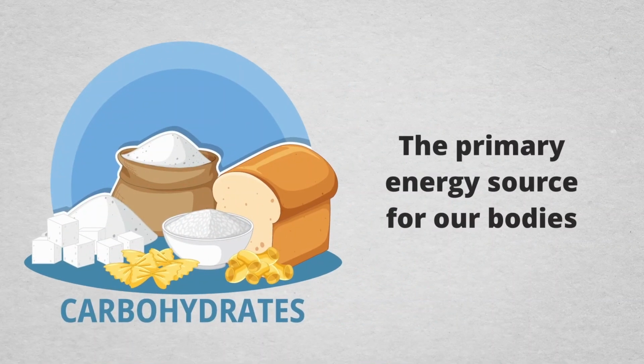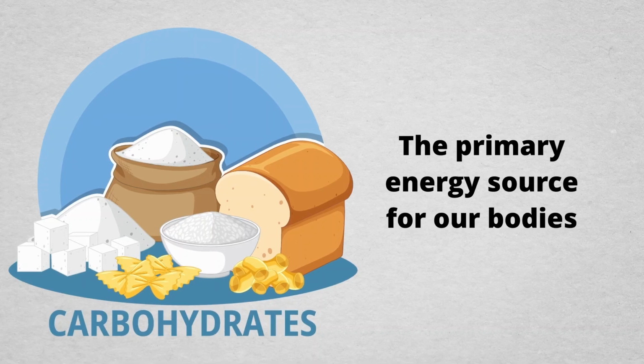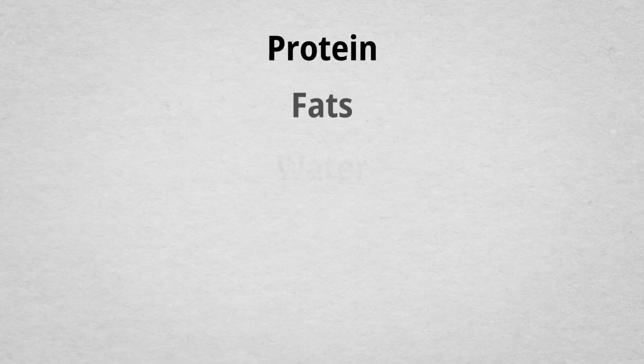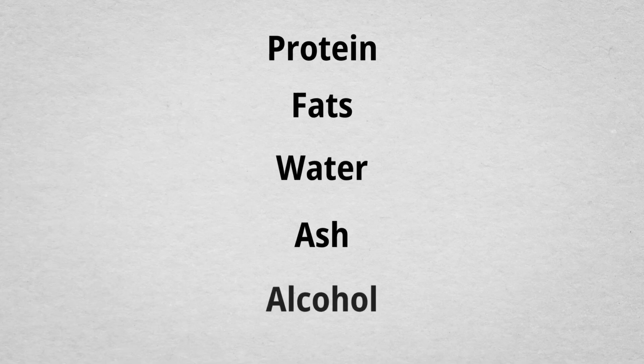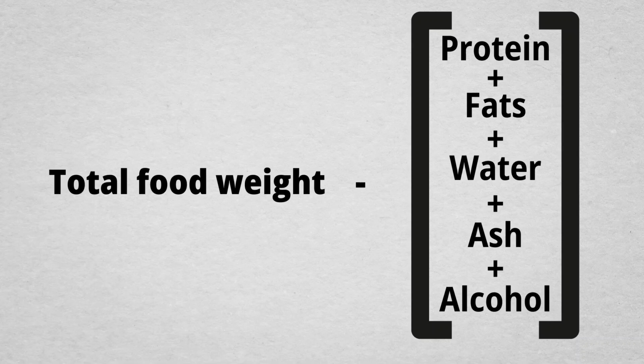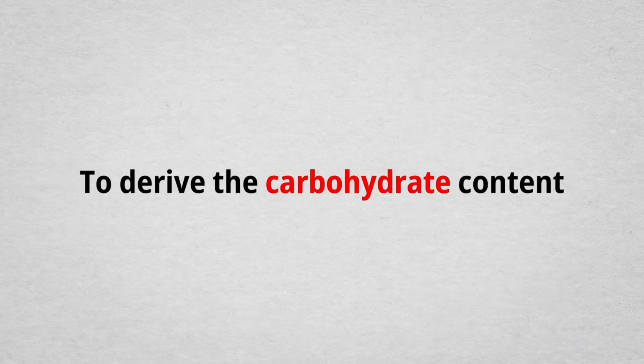Carbohydrates, the primary energy source for our bodies, are measured indirectly. We start by individually measuring the content of other nutrients, such as protein, fats, water, ash, and alcohol. The sum of these weights is then subtracted from the total weight of the food to derive the carbohydrate content.